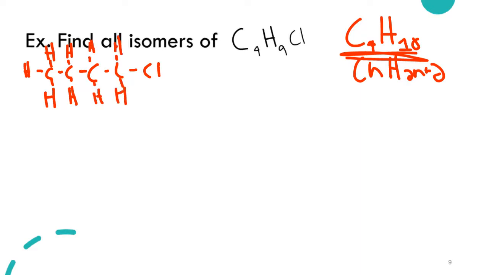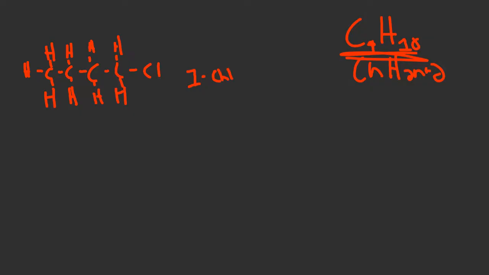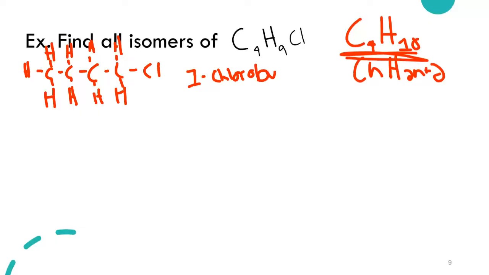Okay, so I have 4 carbons, 9 hydrogens, 1 chlorine. Okay, so what should this be named? So this is 1-chlorobutane. All right, because I have 4 carbons and then a chloro group on C1.